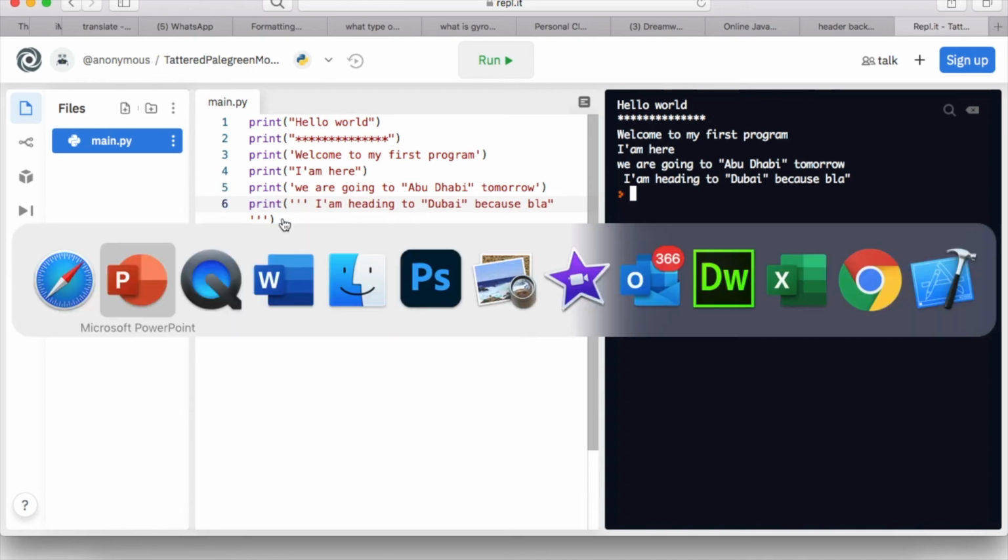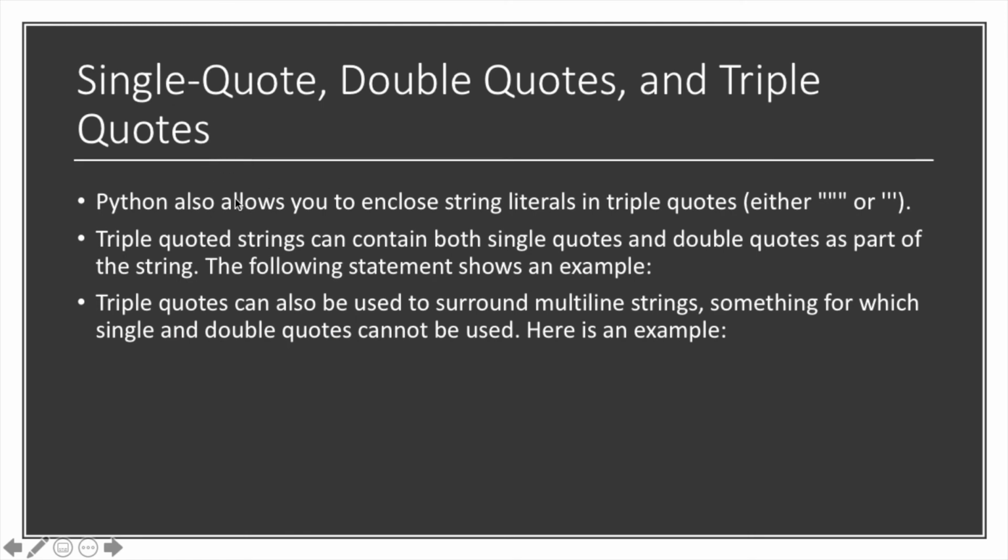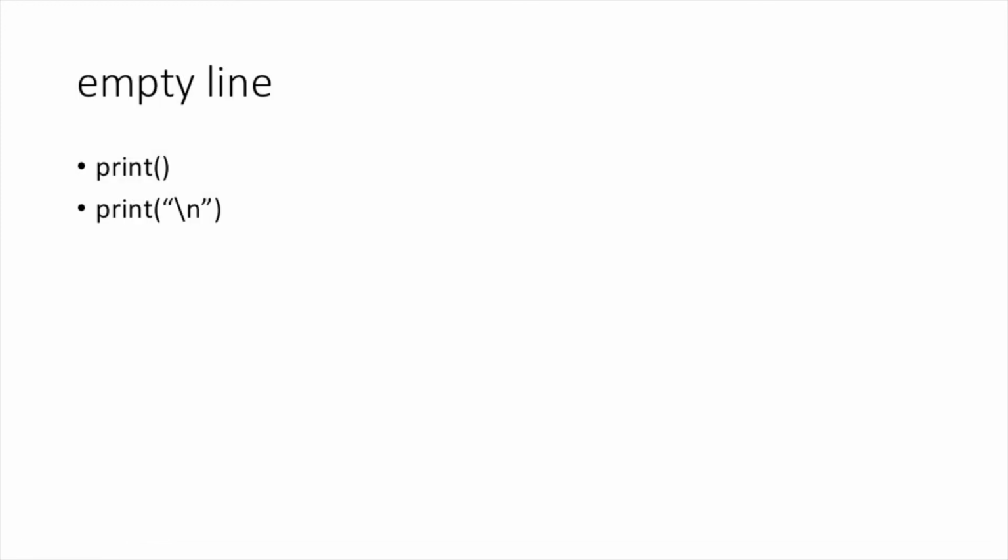Now, let's go back. This is what we call the triple quotation, okay? And we know now when to use it. You can use either triple double quotation or triple single quotation, okay? In order to display the text as is, especially if you have some other symbols inside.